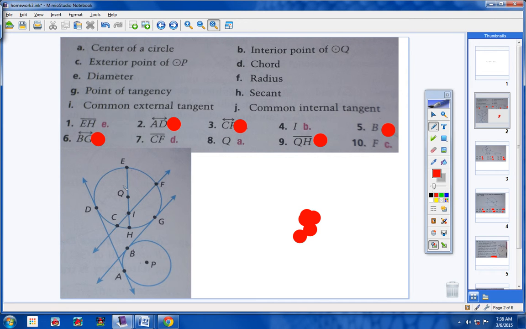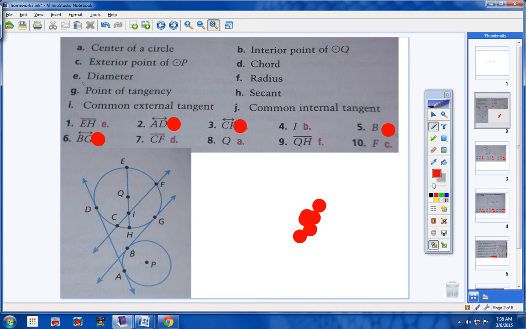Radius, well, we've got QE is a radius from here to here, and QH is a radius. I don't see any other radii at all. So QI, QE, or QH. Here it is right here, QH. That's going to be letter F.